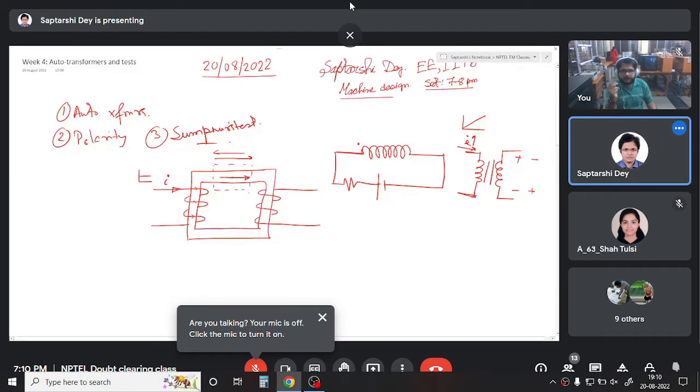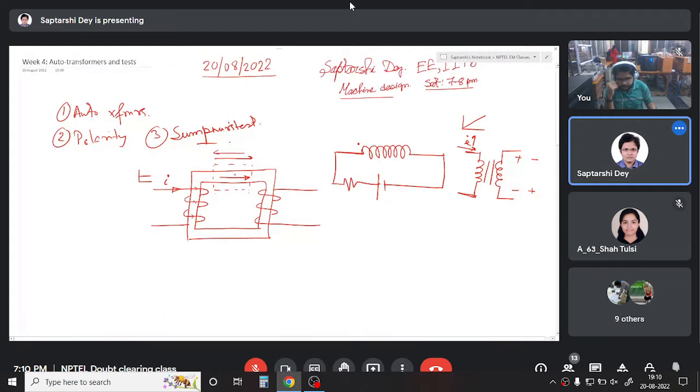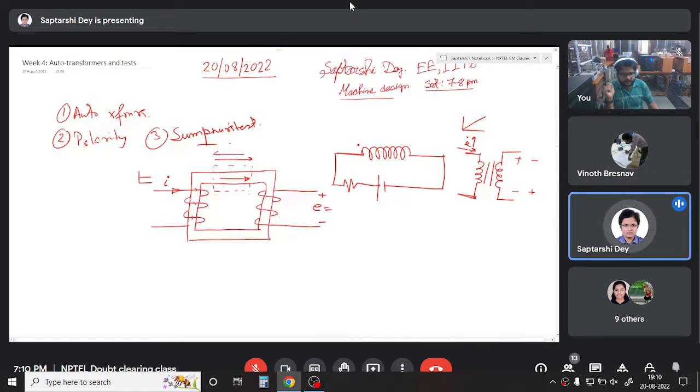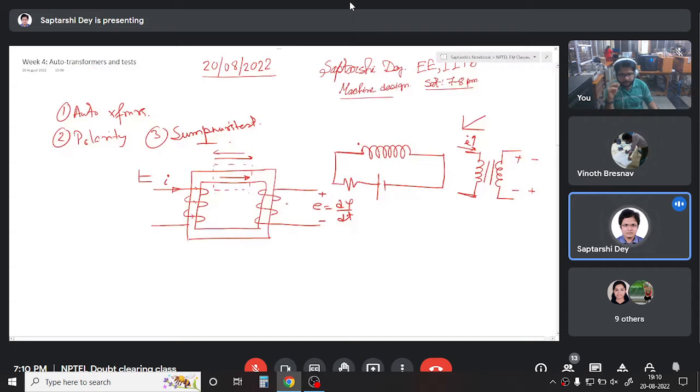It will flow. But the thing is, this flux is constant. Why is this flux constant? Because this current is constant. So what is the EMF E that you will get in this situation in the secondary side of the transformer? No EMF is produced, sir. No EMF is produced because E is d psi by dt and I have a constant flux, so there is no EMF produced.